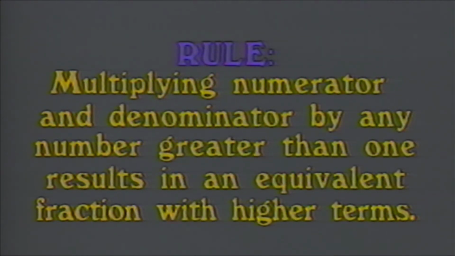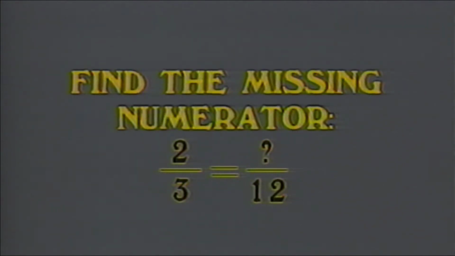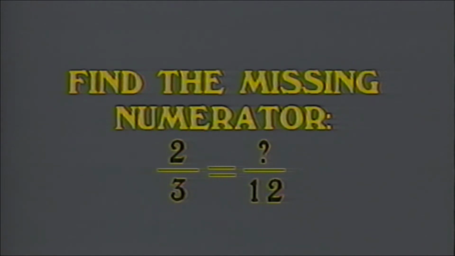Now, sometimes we need to raise a given fraction to an equivalent fraction with a certain denominator. For example, let's say we have to convert 2/3 to an equivalent fraction with denominator 12. Find the missing numerator. Look at 2/3.